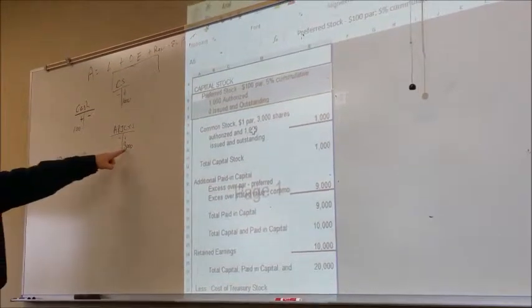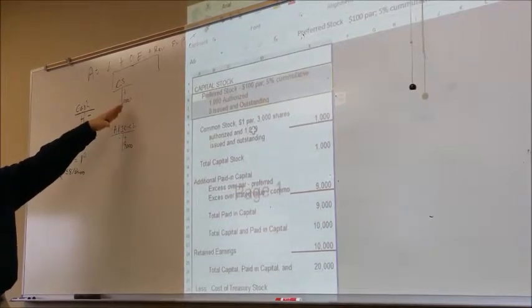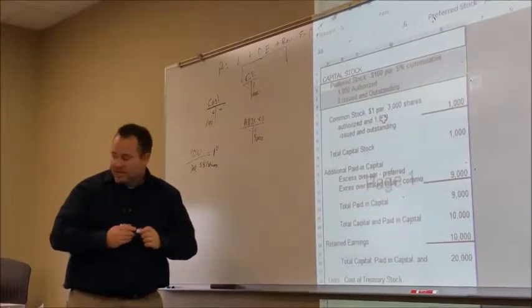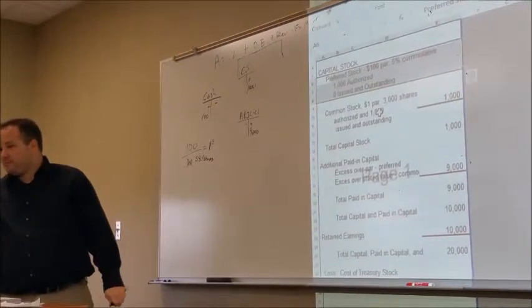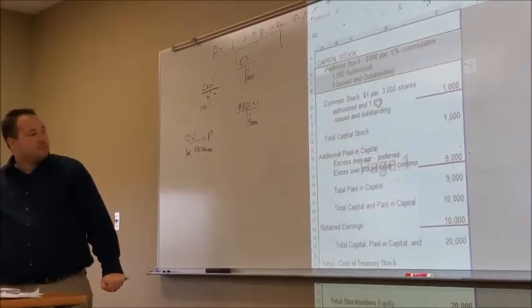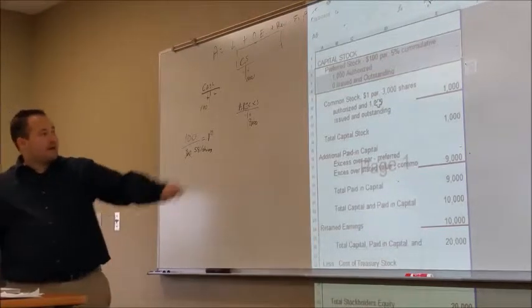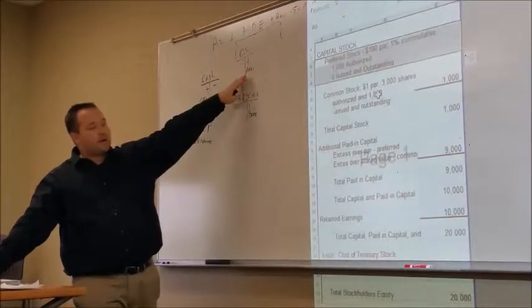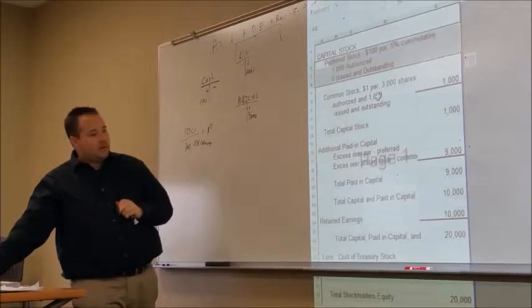If my additional paid-in capital is this, and this is what the common stock sold, I sold 1,000 shares at $1 par. How much did I sell the shares for a piece? $10. Yeah. If I had $10 stock, 1,000 of it $1 par went to this. The rest of the $9 went here.